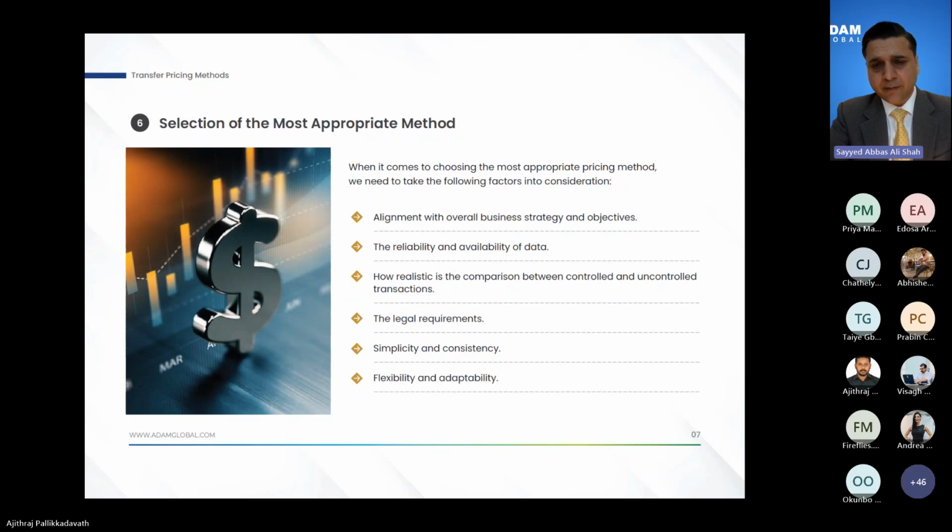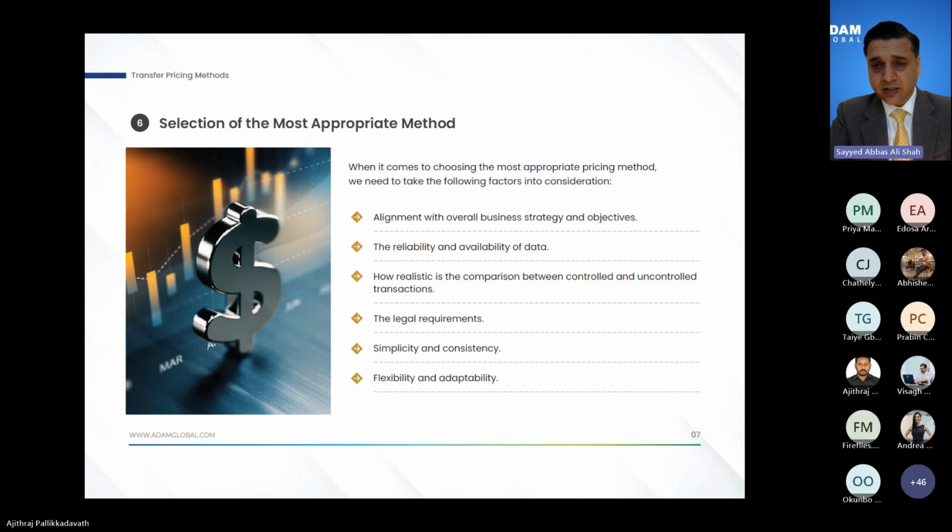Flexibility and adaptability. Once again, the method that we are choosing has to be adaptable. We need to have the right kind of resources, expertise, right kind of people, and time to adapt that. So all these factors need to be considered. Flexibility is one of the other things. It has to be flexible enough to be adapted as our pricing method.